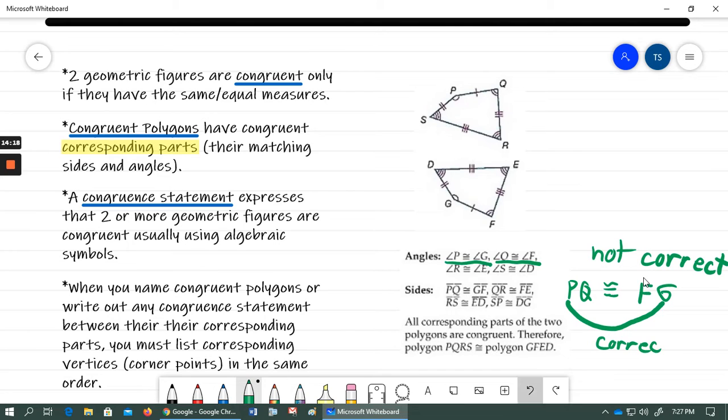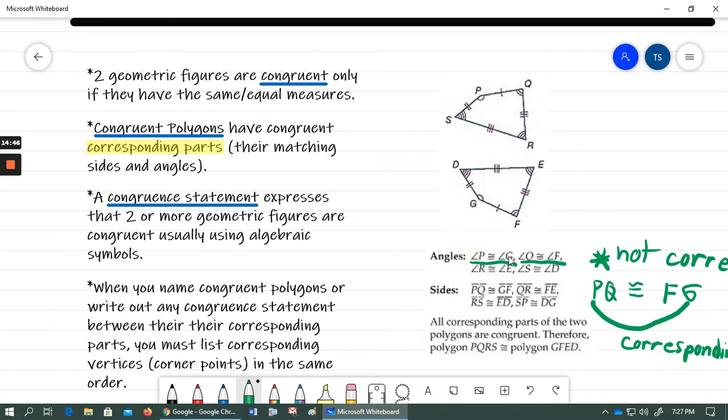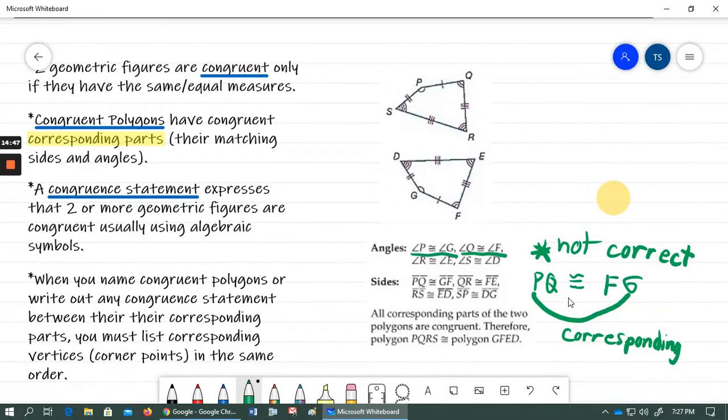So what I'm saying is that they have to be in the same order. If you're going to write out a congruent statement, it has to be in the same order, where those matching or corresponding parts are written with the same order. I'm trying to emphasize this so that you know, okay? So what I've just written would not be correct because it would not be in the correct order. Again, folks, P corresponds with G. Angle P corresponds with angle G.